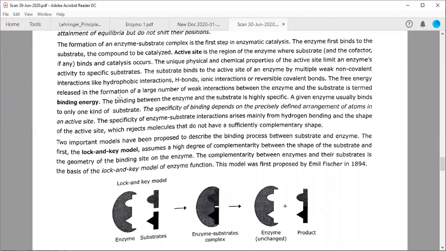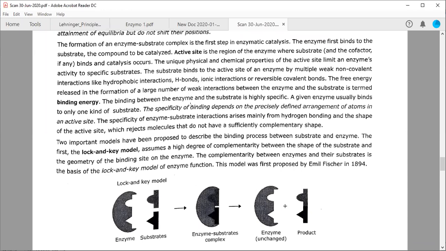The free energy released in the formation of a large number of weak interactions between the enzyme and the substrate is termed binding energy. So you got a term, binding energy. What is binding energy? It is the free energy released in the formation of a large number of weak interactions. These weak interactions are formed, and as a result some energy is released between the enzyme and substrate, and this is called binding energy.